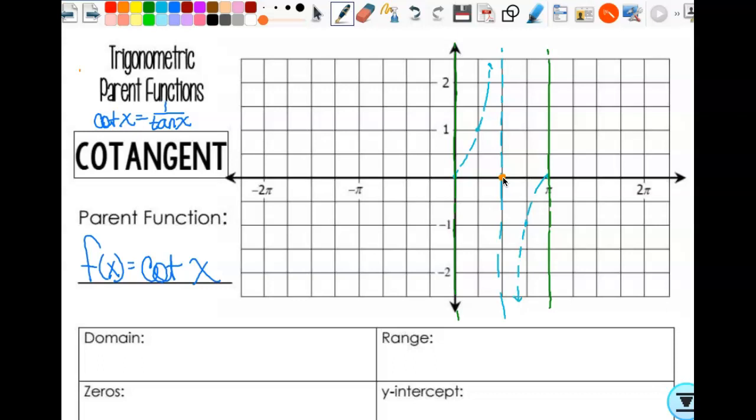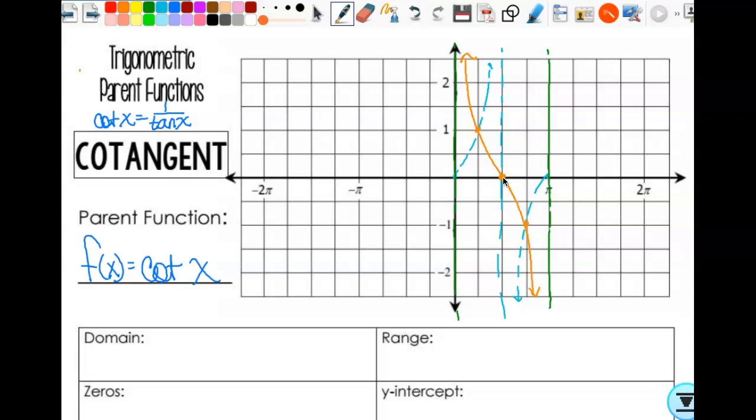At pi fourths, tangent is 1. So what is cotangent? 1. 3 pi fourths, tangent is -1. So cotangent is -1. That means this is what cotangent looks like. So not necessarily inside out like the other ones. It's reflected and translated over. So it looks very much like tangent.